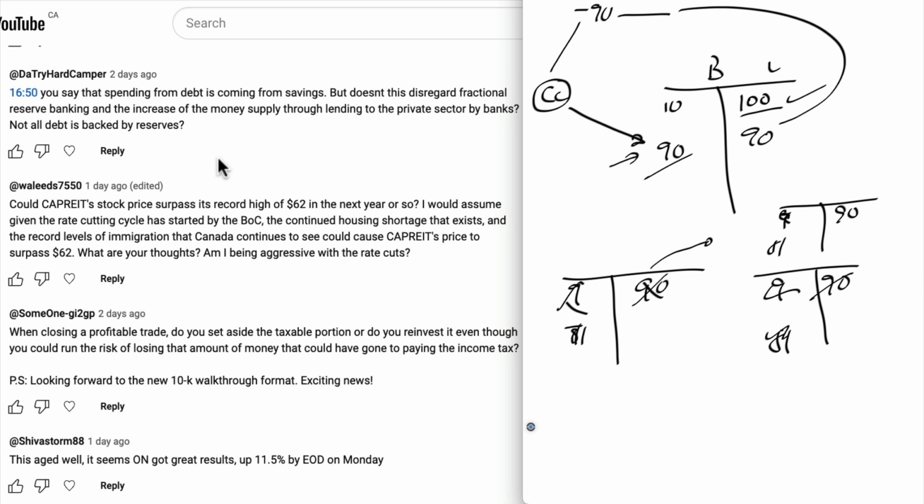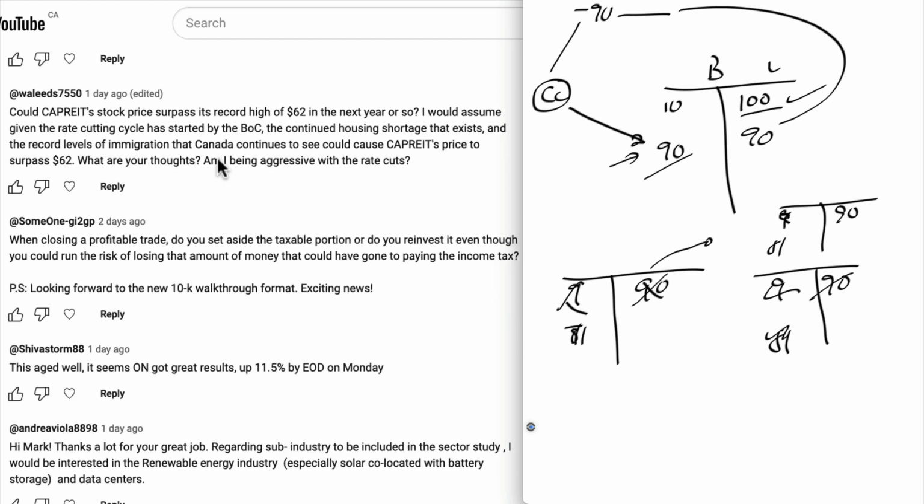You say spending from debt is coming from savings. Doesn't this regard? Oh, I already answered that. Will the cap rate stock surpass its record high of 62 in the next year or so? Well, I don't know about timelines, but could it surpass 62? Yeah, I think so. I would assume, given the rate cutting cycle started by the BOC, the continued housing shortage that exists, and the record levels of immigration, Canada continues. Yeah, you're hitting all the highlights on that theme.